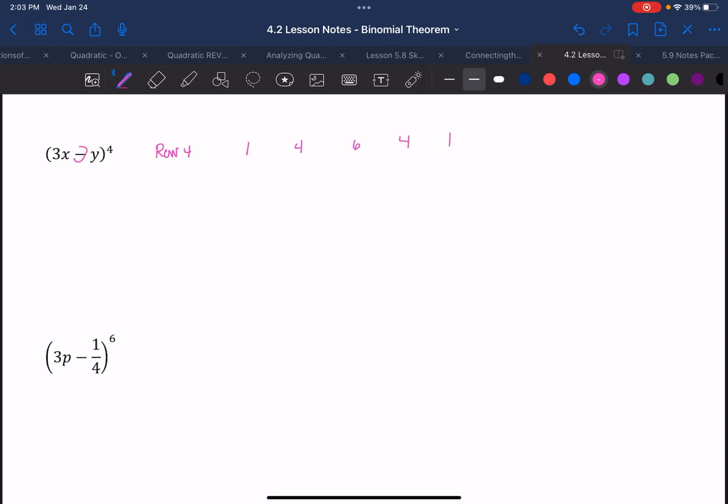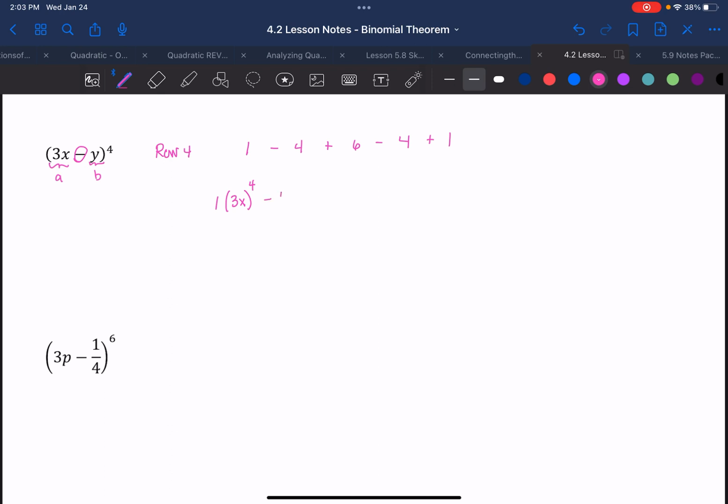I notice that this is a minus, so I will start with a positive, then alternate between negative, positive, negative, and for this binomial expansion, I'm going to end with a positive. Now I'm going to start with my A term and finish with my B term. So I am going to have 1 times 3x all to the highest power of 4. And technically it's times y to the 0 power, but that would just be 1.